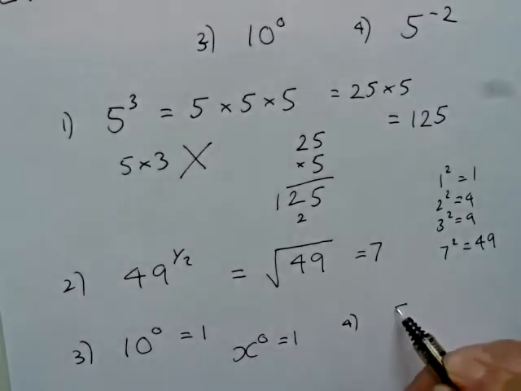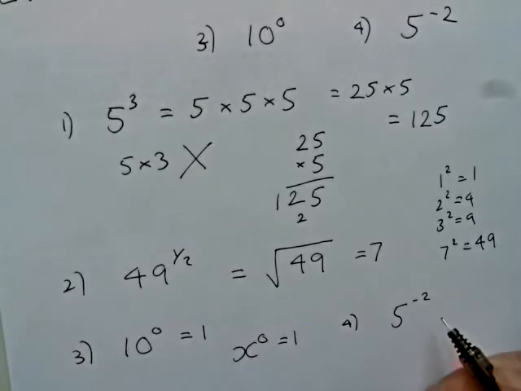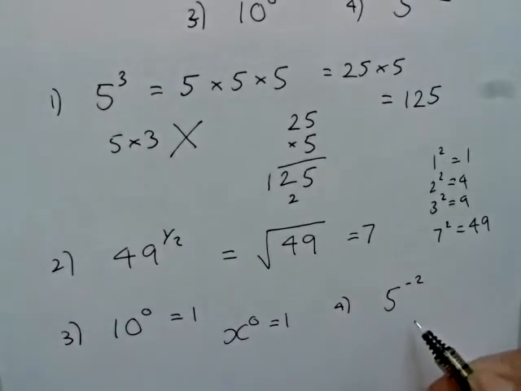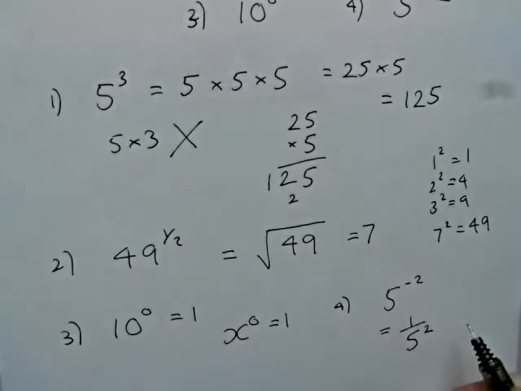Finally, on to 4. What does a negative power mean? Okay, the negative power can be changed into a positive power providing we write the 5 as its reciprocal. Okay, so the reciprocal of 5 is 1 over 5. And then we can put the 2 as a positive number.